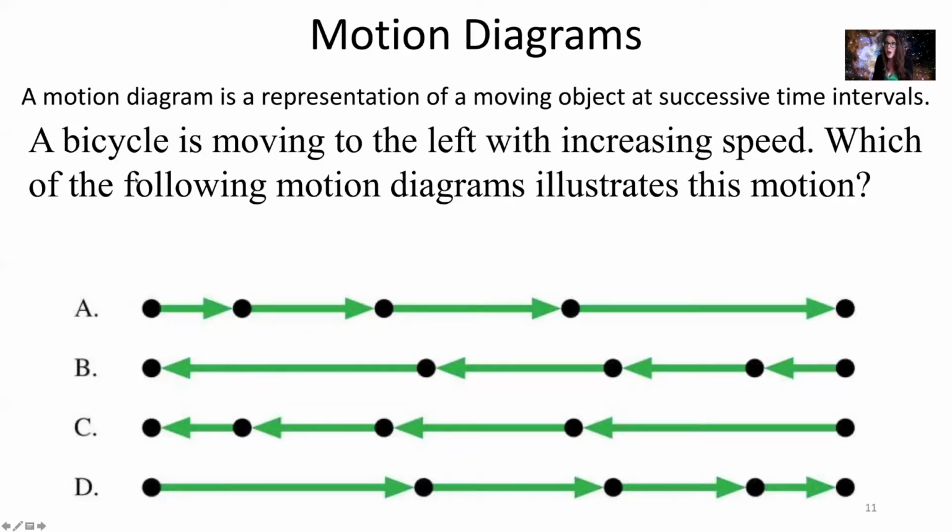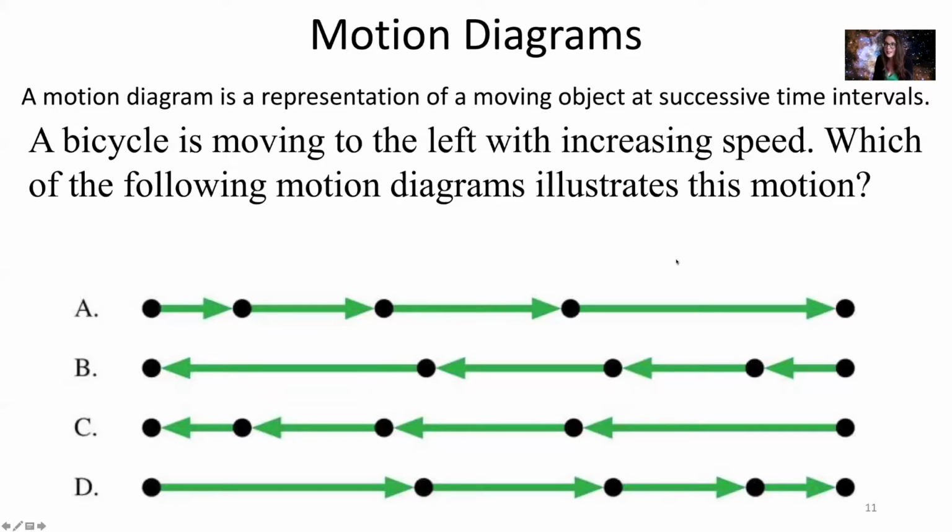So which one of these indicates an object that is moving to the left with increasing speed? So we want our vector here representing our motion to be to the left because it's moving to the left with increasing speed. So that's going to rule out A and D here because both of those vectors are moving to the right. So we're looking at, for example, B and C are still in the running.